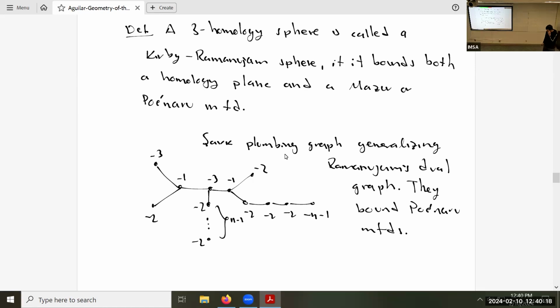So I was telling you, Şavk generalized this graph as follows. He added some vertices and edges here, and he increased some weight here. And he showed that this will give you Poincaré manifolds. And so the question was if there are some algebraic surfaces that are homology planes and have as a divisor at infinity, let's call it, the dual graph, something like this. So the answer is yes.